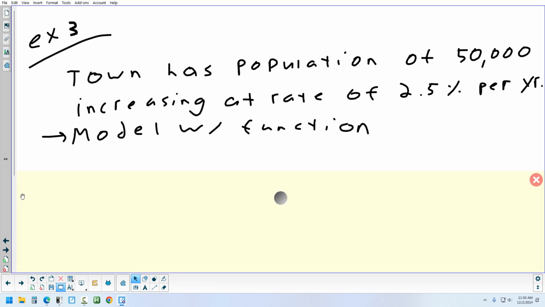Now, you can use any letter for the name of your function. I would use P because we're talking about people or population. So we're going to write population as a function of time. Okay. In an exponential growth problem, what's the first thing that comes after the equal sign?